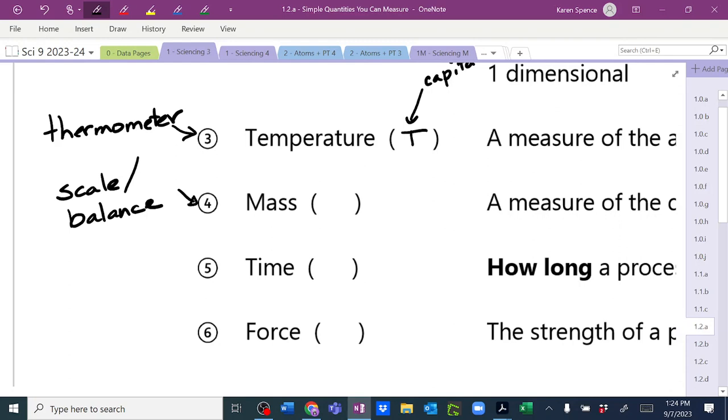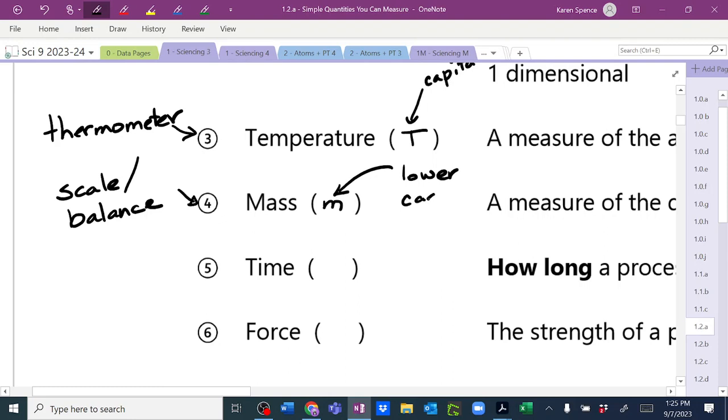Okay. Any guesses as to the symbol? M. Yes. And it's a lowercase m. And if you're like, why does it matter if it's uppercase or lowercase? We will find out very, very soon.